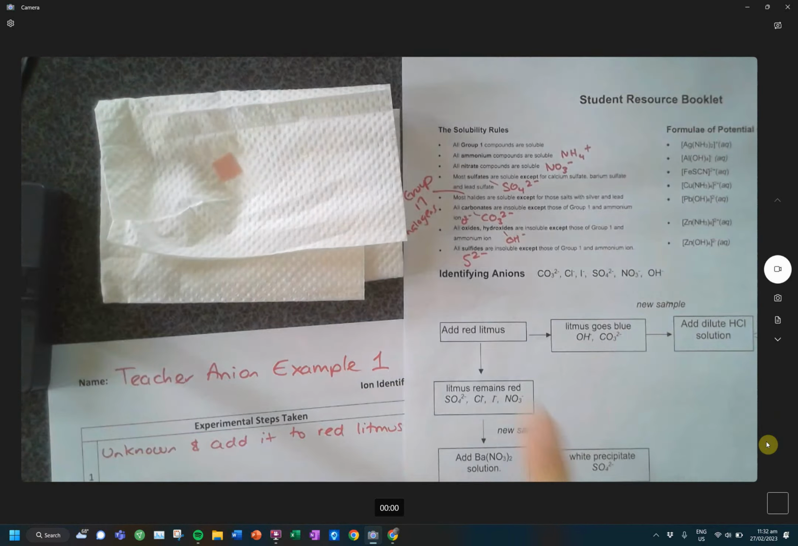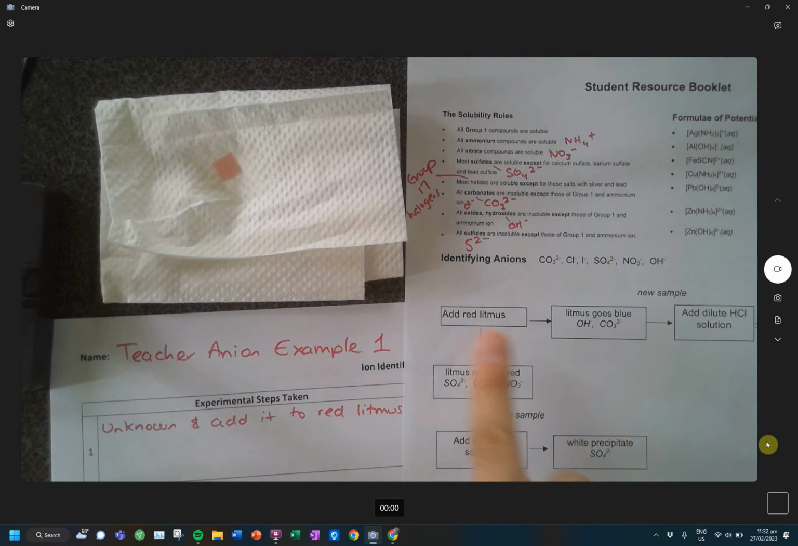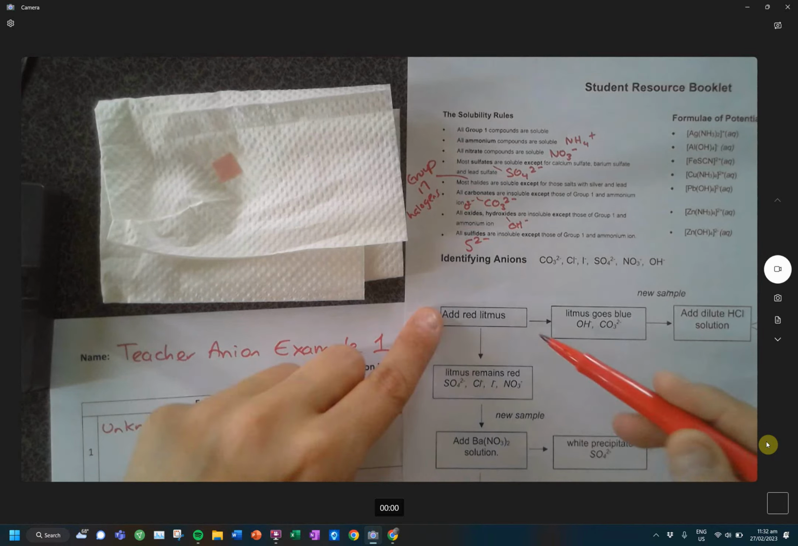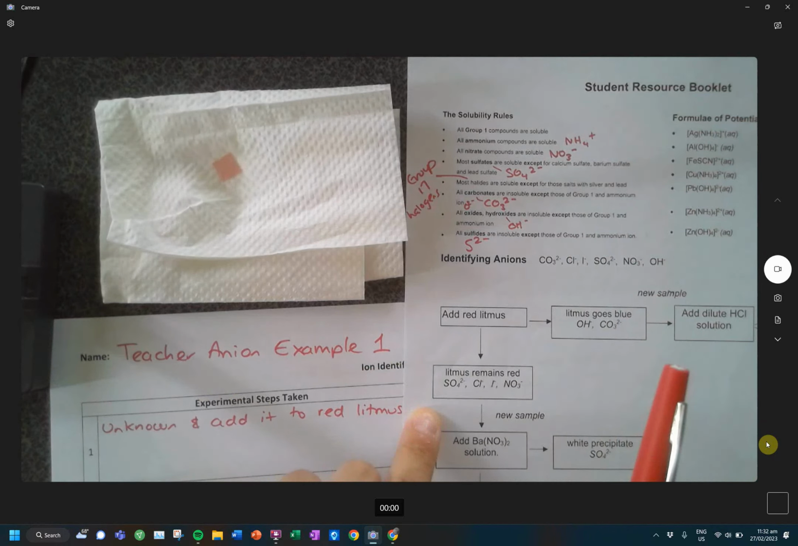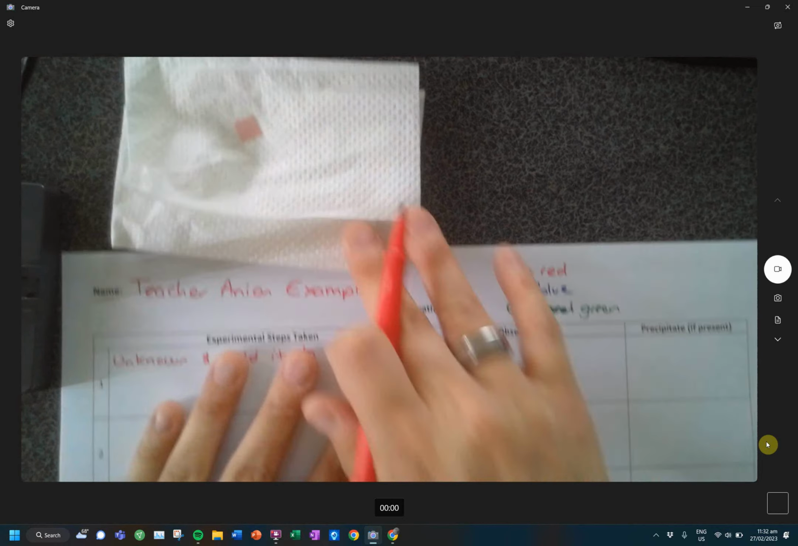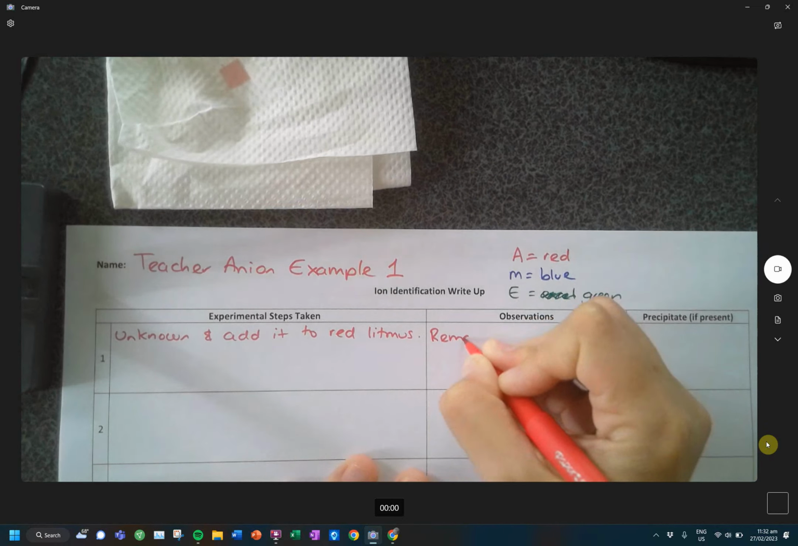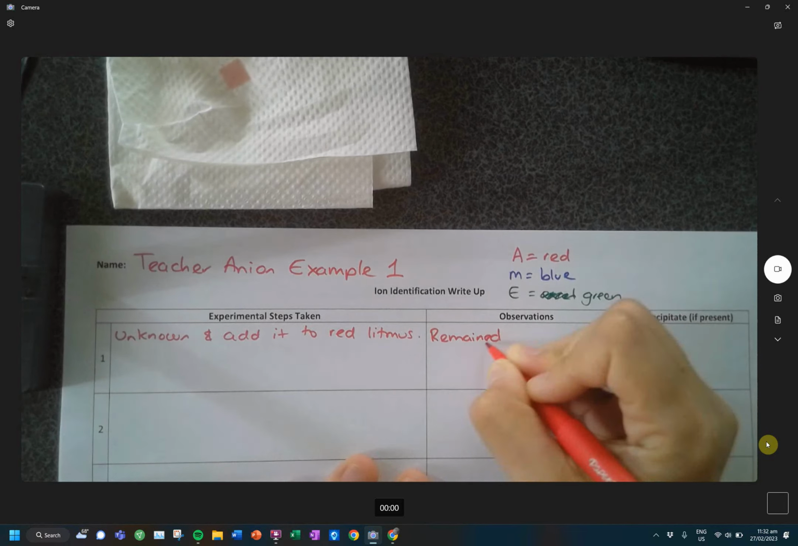So, since I don't see a color change, you see how there are 2 choices? I can either go down or I can go to the right. I would go to the right if it turned blue. If it turned red, I'm going down. Or sorry, if it remained red. So in my observations, I would state that it remained red.